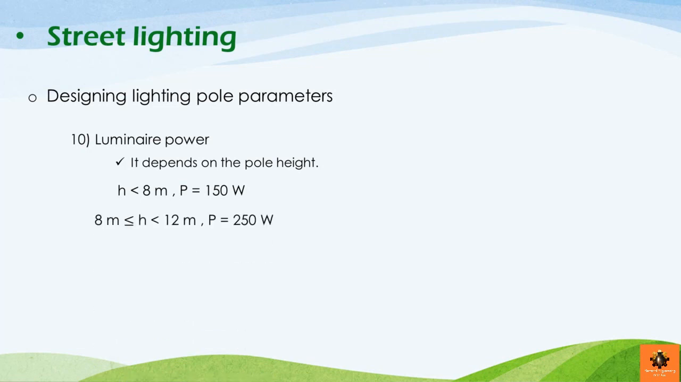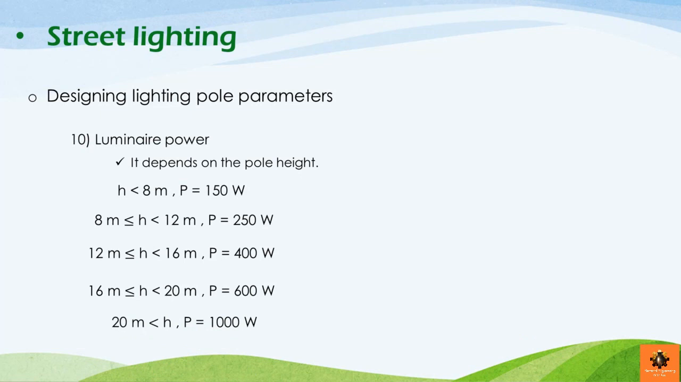And in case the pole height ranges from 8 meters till 12 meters, in that case we will use a luminaire that has a power of 25 watt. And in case the height has a larger range, starting from 12 meters till 16 meters, in that case we will use a luminaire with a power of 400 watt. And in case the height of the luminaire ranges from 16 meters till 20 meters, in that case we will use a luminaire that has a power of 600 watt.